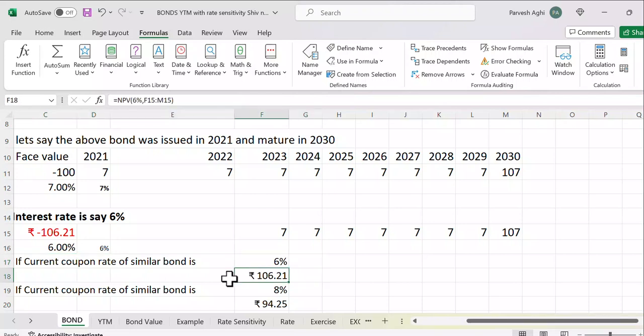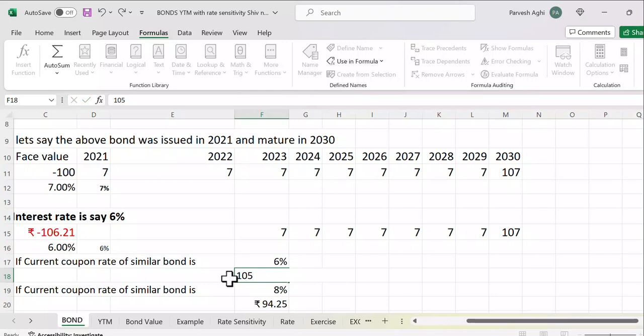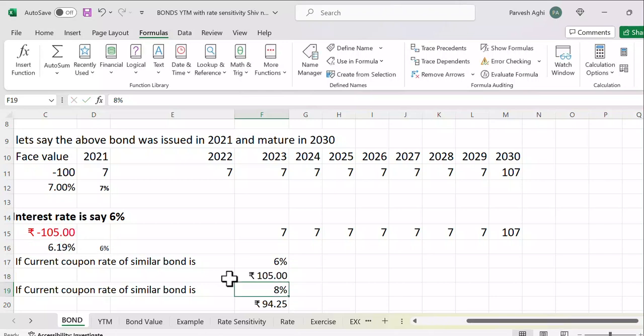Suppose this bond was selling at 105 rupees in the market, because the bond has not gone up to 106. It will take some time for people to realize that, and it may be available at a little higher or lower value. If it is available at 105, how much return are you getting? 6.19%. From the secondary market, you get 6.19%, but if you buy this bond from the issuer, you will get only 6%. From where are you going to buy the bond, the primary market or the secondary market? The primary market is the issuer; the secondary market is the market itself. The market is giving you 6.19%, isn't it? So you are going to buy from the secondary market, because the bond price has gone up to 105.